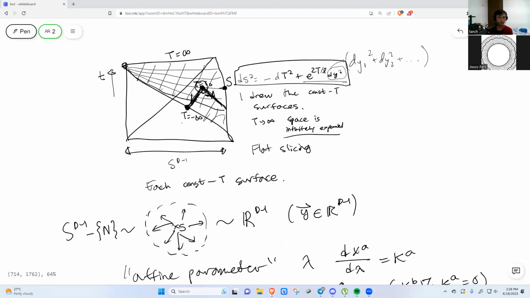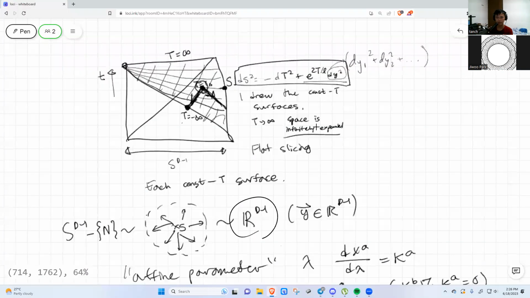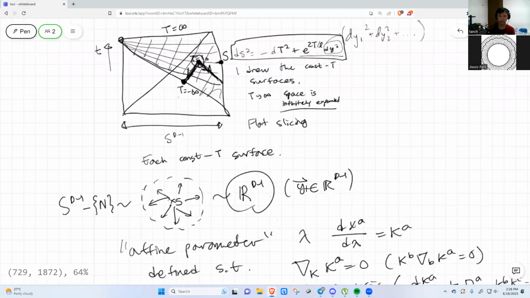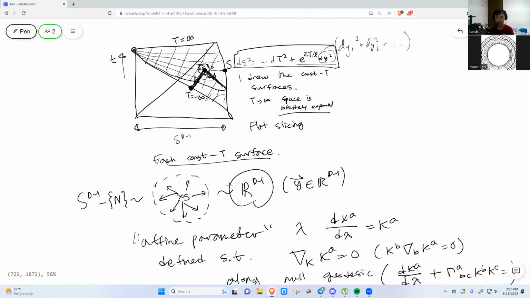But the cool thing here is that this particular patch, in fact, does have a non-compact Cauchy surface, because the Cauchy surface is topologically equivalent to R^(D-1). Each constant-t surface is a Cauchy surface. I see. But if you were to consider the whole de Sitter spacetime, then the Cauchy surface would be compact because it's a sphere. So by restricting our attention to this patch with the flat slicing, that is actually the key. That subtlety is really important. Okay, that's interesting.